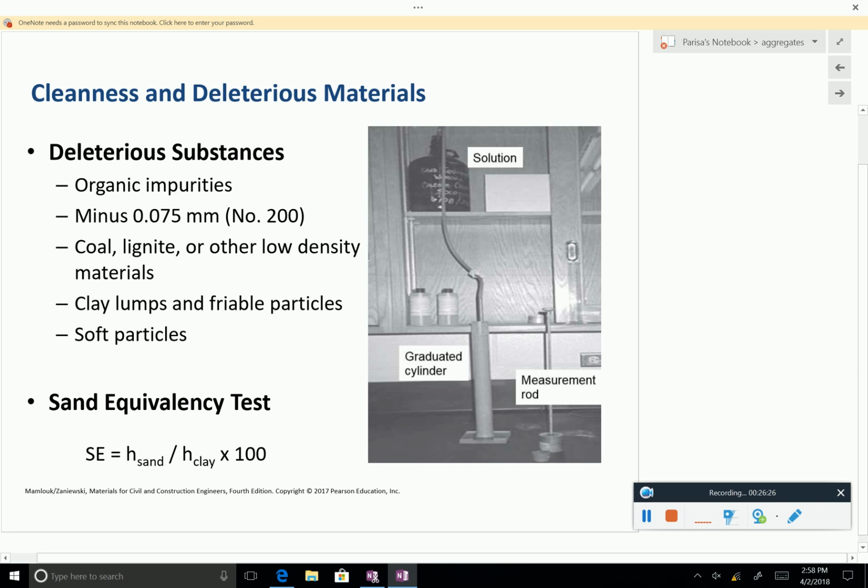Another important feature is in some materials, let's say they contain organic substances, they have excessive amount of clay. This is not something we like because, for example, when you have water, they lose strength. So you want to know how much of these kinds of materials you have, and there are some tests, for example, sand equivalency tests that you can do to find out the amount of clay.